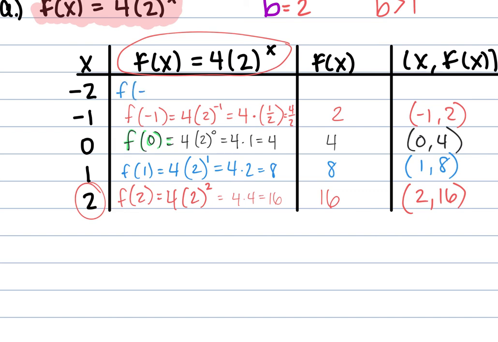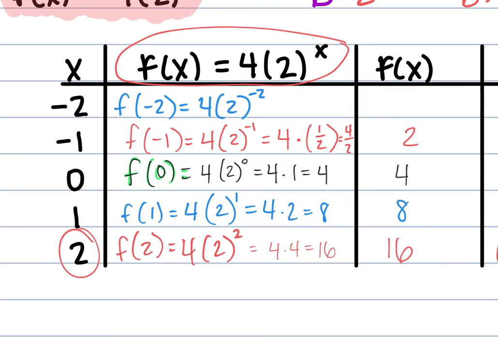F of negative 2 equals 4 times 2 raised to the negative second power. So we're going to move the 2 to the negative second to the denominator, right? So this is going to be 4 over 2 squared. Agreed? What's 2 squared?